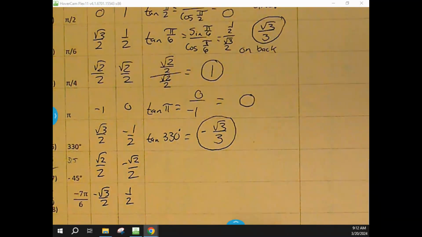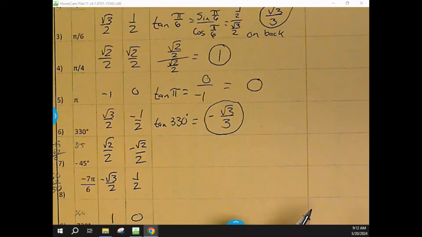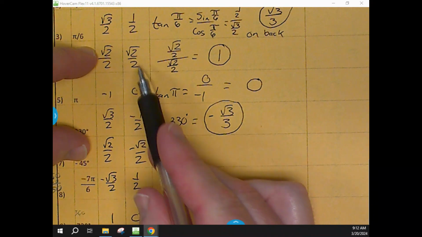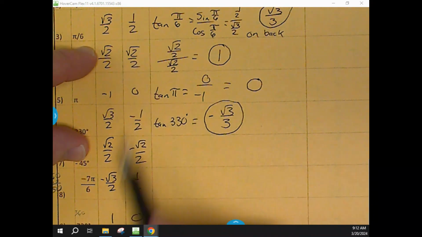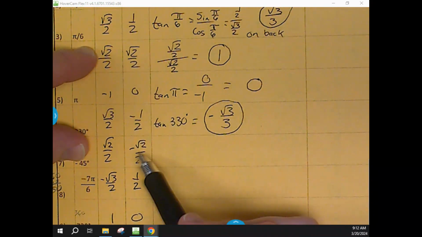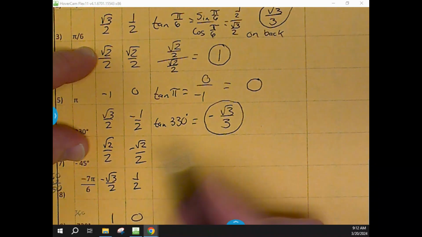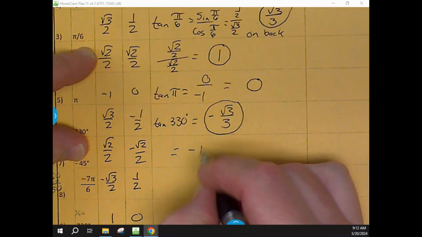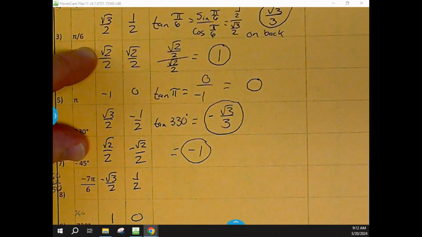Okay? So with 45, we do tangent of 45. It's square root of 2 over 2, square root of 2 over 2. We did that right here, correct? Same thing here. These two match up, but it's a positive and a negative. So if we're dividing a positive and a negative, that's not going to make it a positive one, it's going to make it a negative one. There you go.